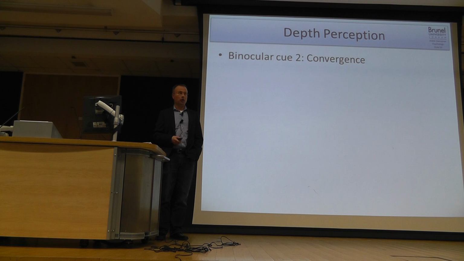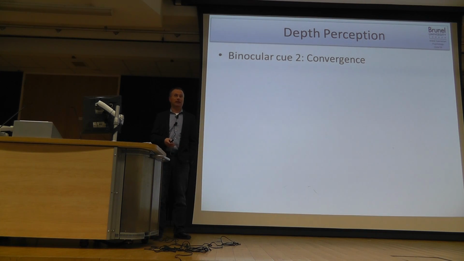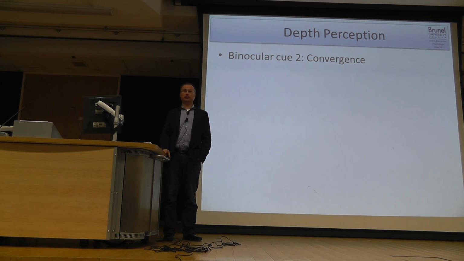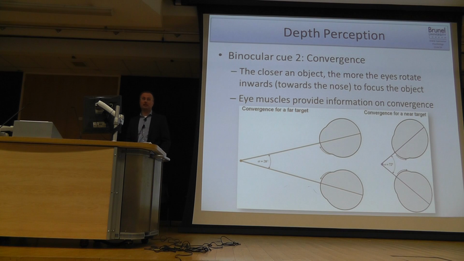So the second binocular cue which we can use is convergence. And that's a pretty simple cue, basically. You know that children do that sometimes. When you try to look at your nose or a finger pretty close in front of you, what are your eyes doing? They go inwards like that. And if you are very close, they have to go pretty strongly inwards. And if you focus on something which is far away, then they don't go that much inwards.